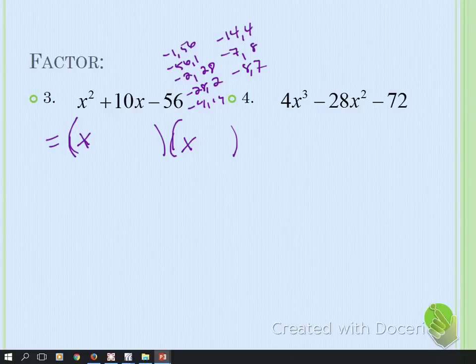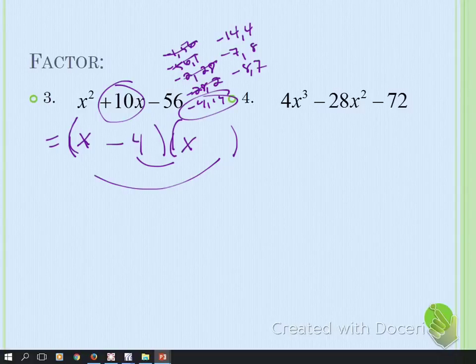Now, again, smiles don't make a lot of sense. They'll make more sense in a second. But we're basically looking for factors that will add to positive 10. Those won't, those won't, those won't, those won't. Ooh, those will. So negative 4 and 14 are the two factors that we need. And for right now, it does not matter where we put them. So negative 4 and positive 14.